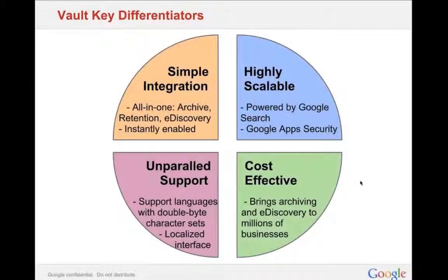And if you look at the key differentiators, one of the key differentiators is that it is very simple to set up. With other solutions, you may need to spend a lot of time integrating your mail system and setting it up. In the case of Vault, all you have to do is enable the Vault service and then set up your default retention policy if you choose to, and that's it. It's on instantly. And it's highly scalable because it uses Google's power and has resilient infrastructure. As you probably know, Google has multiple data centers. Your data is replicated across multiple data centers to make sure your data is always available.